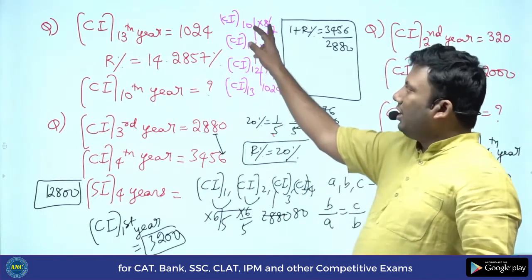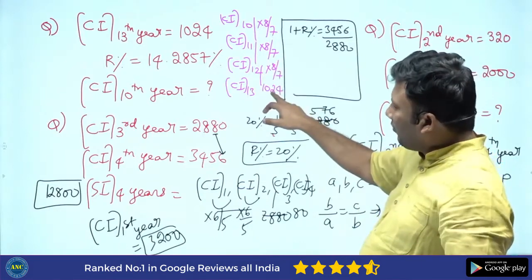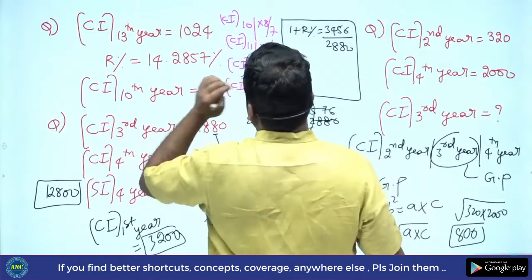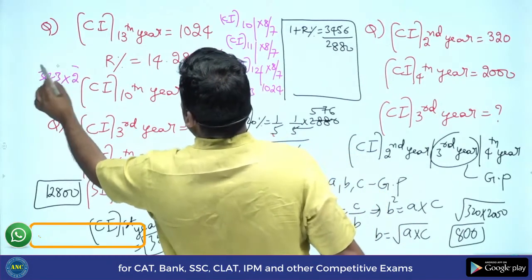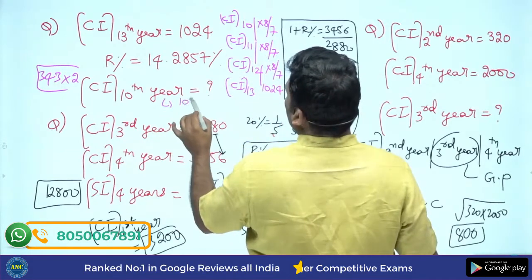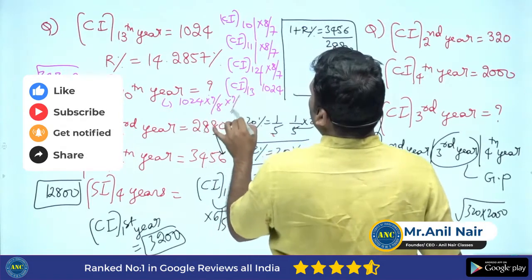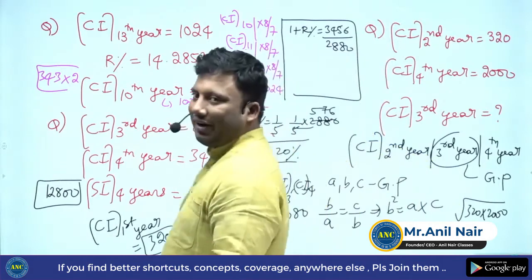Are you all with me? 8 8s are 64, 64 8s are 512, 512 2s are 1024. So the answer will be 343 into 2, because this will be 1024 into 7 by 8 into 7 by 8 into 7 by 8.